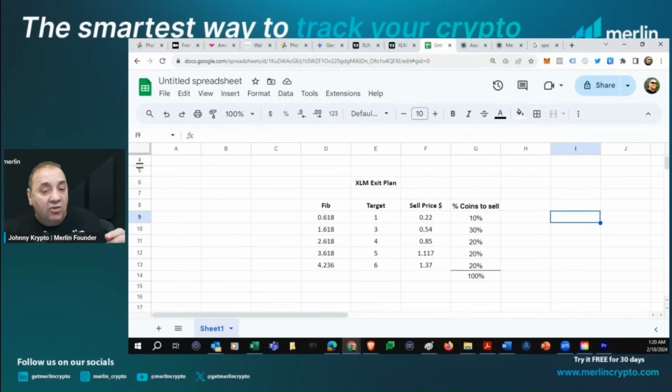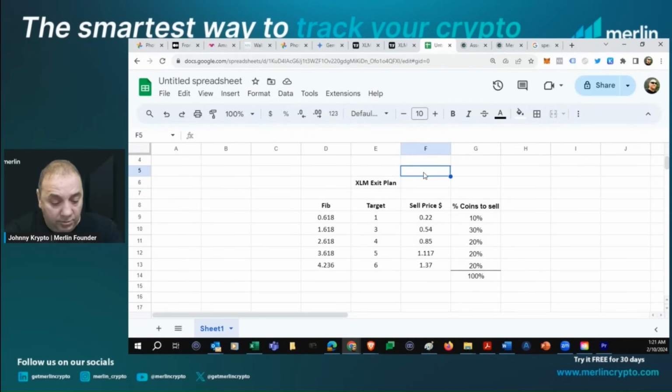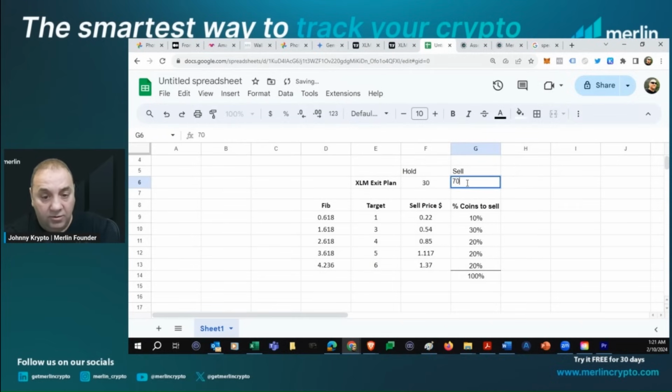Then it's up to you to decide, from an exit strategy perspective, how much of your coins you want to hold and how much of your coins you want to sell. So let's say in this example, we'll put a hold and a sell. We're going to hold, let's say, 30% of our coins, and sell 70% of our coins. Now, of those 70%, we want to make sure that we are selling 100% of that 70%. So you can see the plan I've chosen.